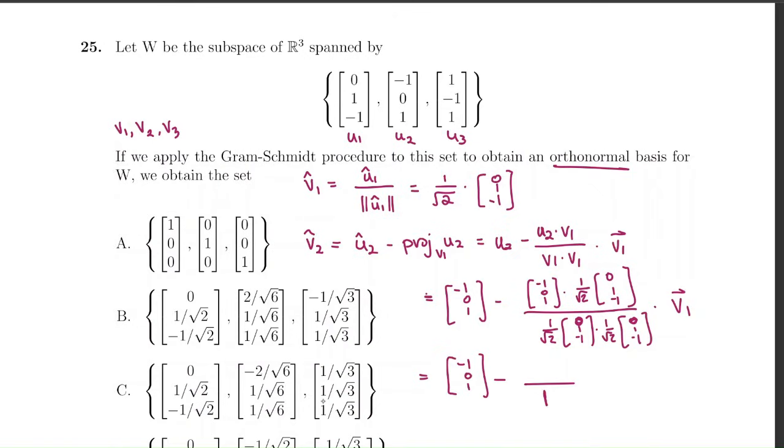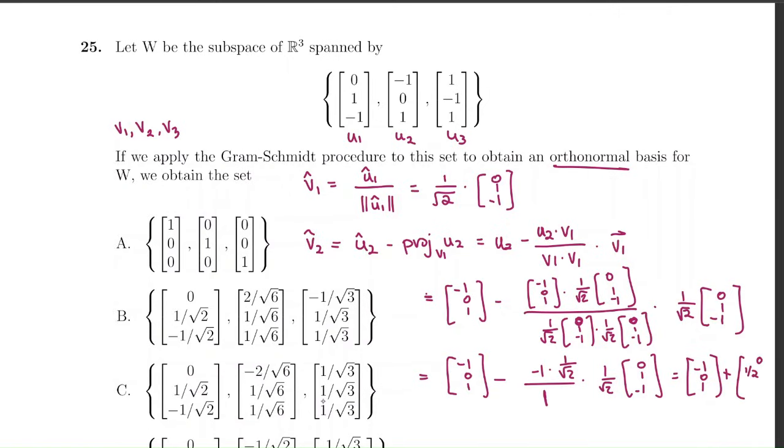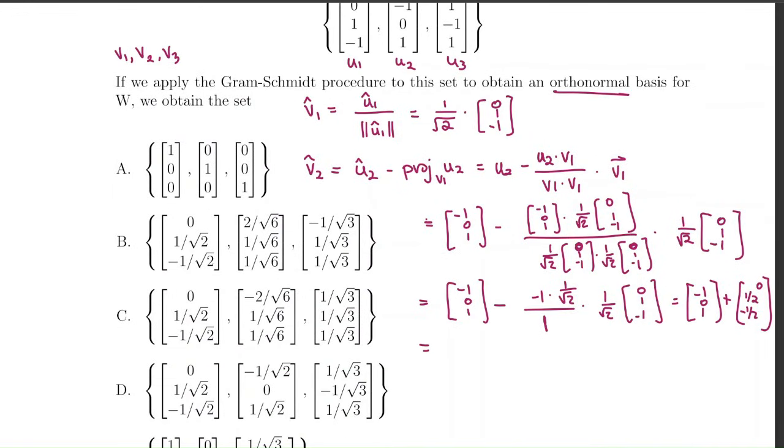And then you have here, I don't know why I put v1 here. I can just write out v1 as 1 over square root 2 times 0, 1, negative 1. So now let's do the dot product of u2 and v2. That gives you 0 plus 0 minus 1, so negative 1, and then times 1 over square root 2, times 0, 1, negative 1. This just gives you negative 1, 0, 1, minus, or I guess plus, 0, 1 half, negative 1 half. And that is equal to negative 1, 1 half, 1 half.